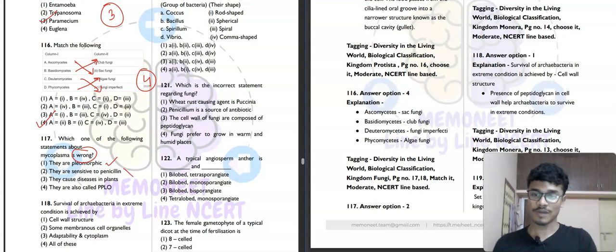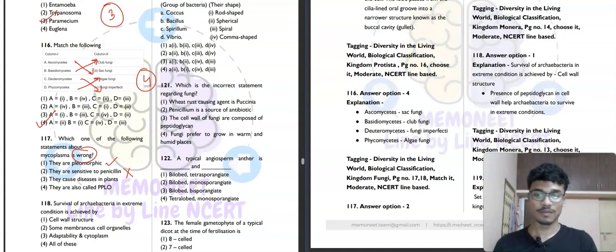No. Mycoplasma don't have a cell wall, and if some organisms don't have a cell wall, where will penicillin act? Penicillin acts on the cell wall, and they don't have a cell wall, so there is nothing to act on. Where will penicillin act? Nowhere, because they don't have a cell wall, and penicillin acts on the cell wall. So they are not sensitive to penicillin.